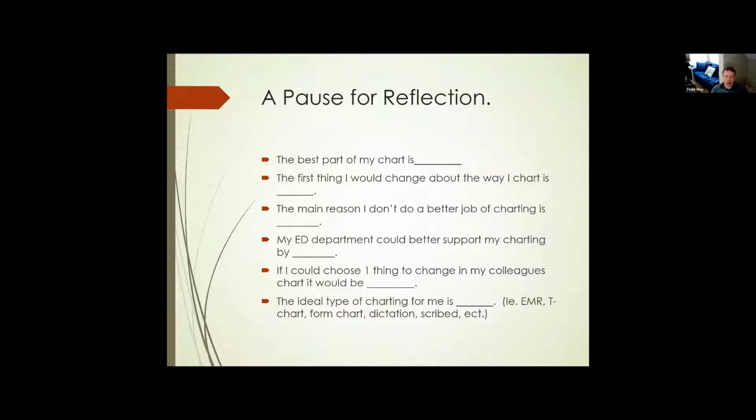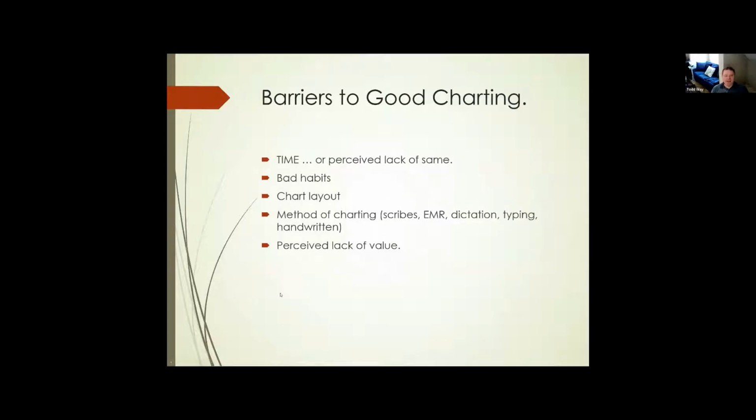I find that charting is a lot like a sine wave. When you start out, you're writing pages and pages and pages, and then as you continue on, you start to write less and less and less until you have an issue where there's a complaint or a bad outcome. And then all of a sudden you're back up to writing pages and pages and pages again until that interaction or that issue fades, and then you're back to brief notes.